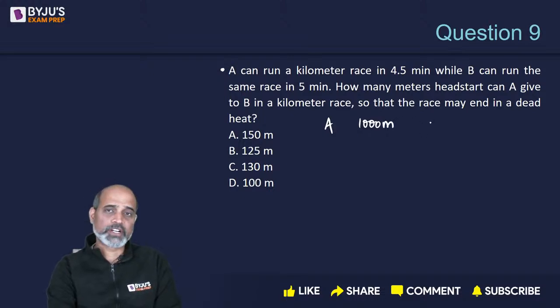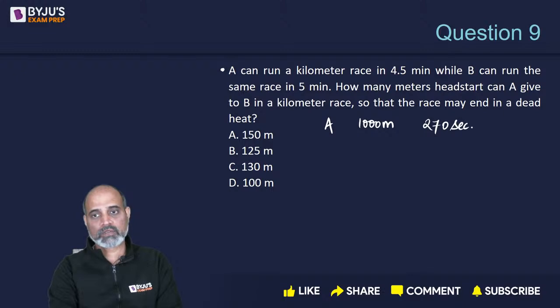So let's convert it into seconds, which is 60 into 4 plus 60 into 0.5, which will be 240 plus 30, 270 seconds. If we look at B, B also runs 1000 meters, but in 5 minutes, which is 60 into 5, 300 seconds.